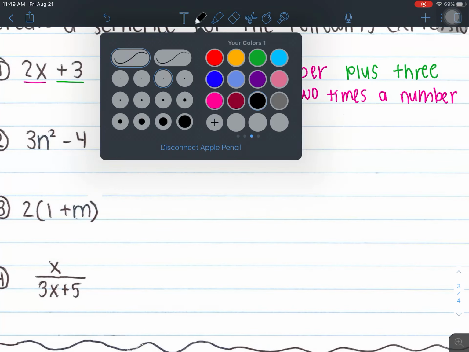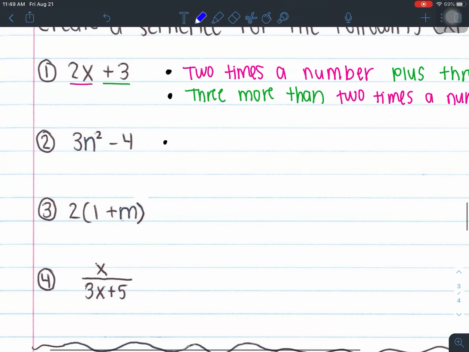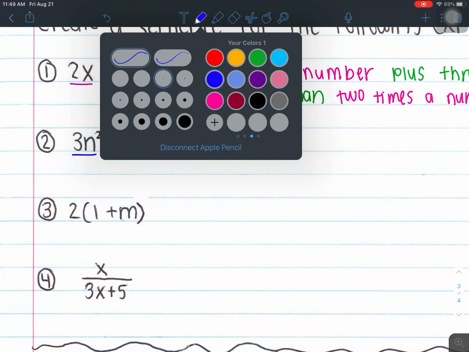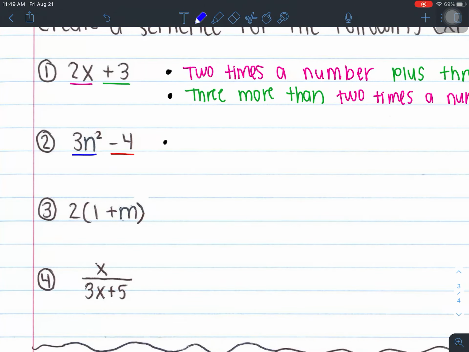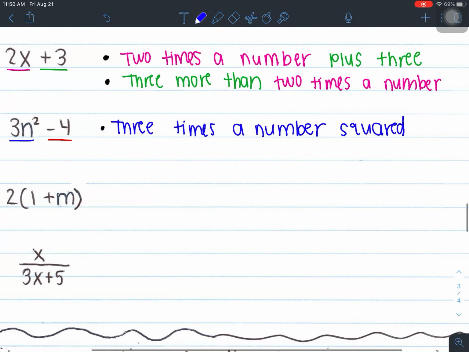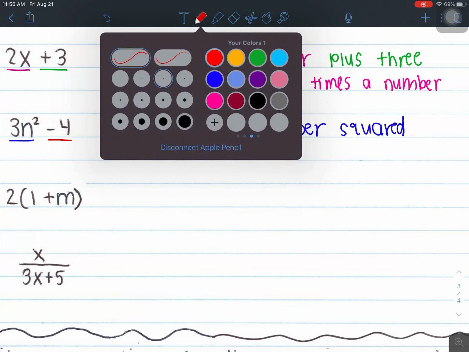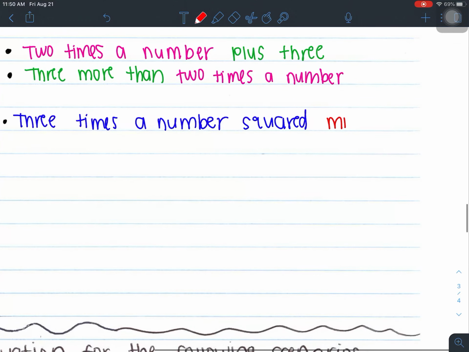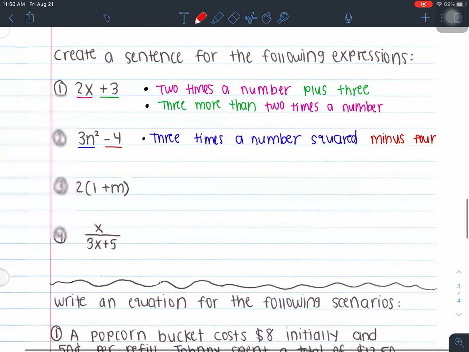So let's go ahead and move on to number 2. So we have 3n squared minus 4 over here. So how would I write 3n squared as English? Well, I could say 3 times a number squared. Okay, 3 times a number squared. And then I could just put minus 4. Okay, minus 4. It works. That works fine. English makes sense to me.